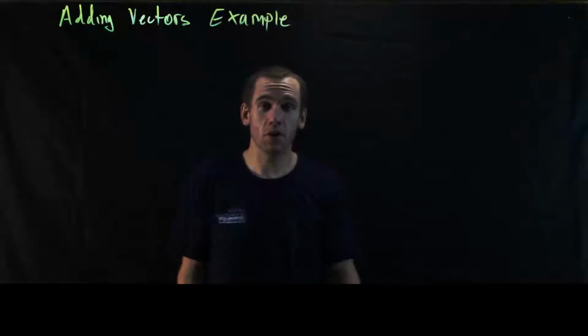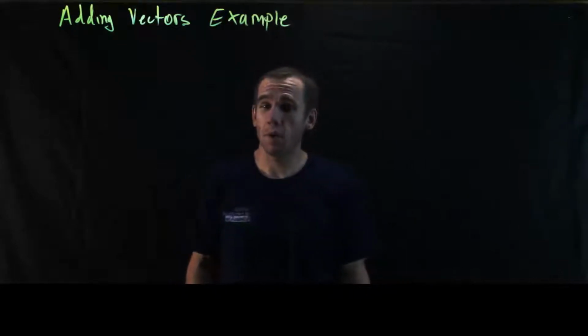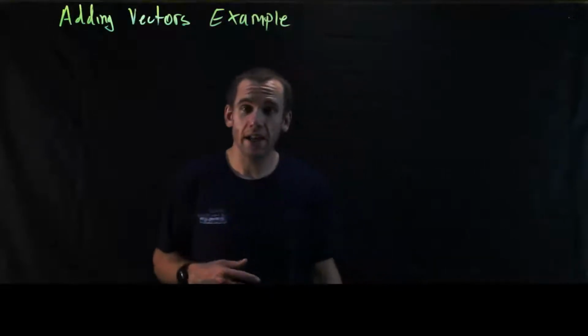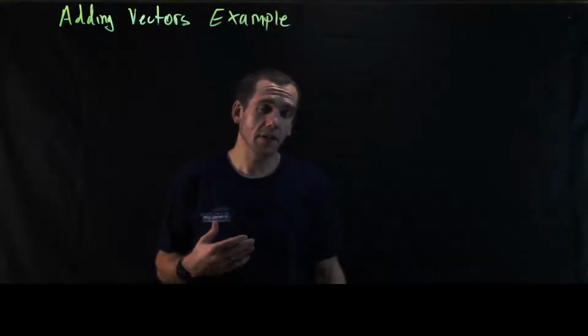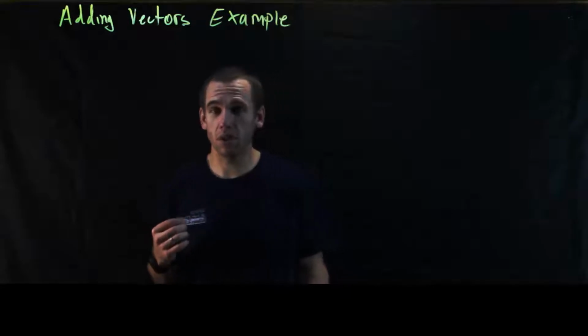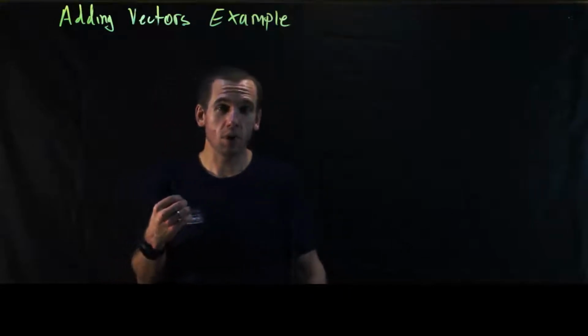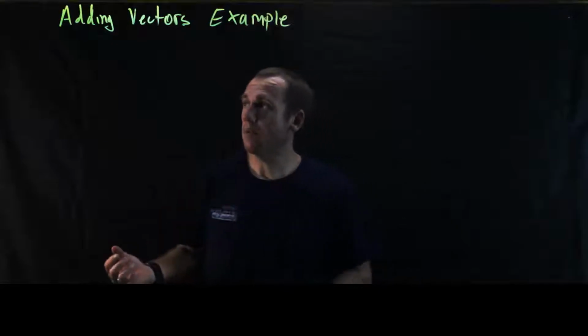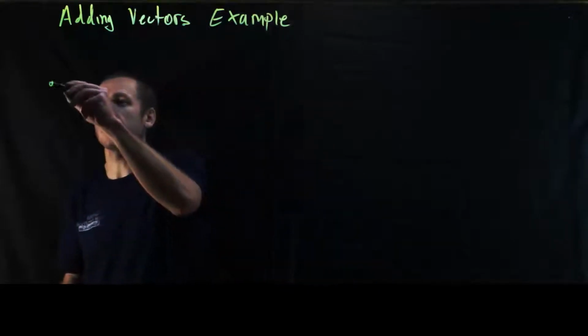In this lesson, we're going to look at an example problem where you have to add up three vectors that are in 2 dimensions. And the key to solving any of these vector addition problems is drawing a really good picture so you have your components clearly labeled so that you can keep track of everything that's going on.